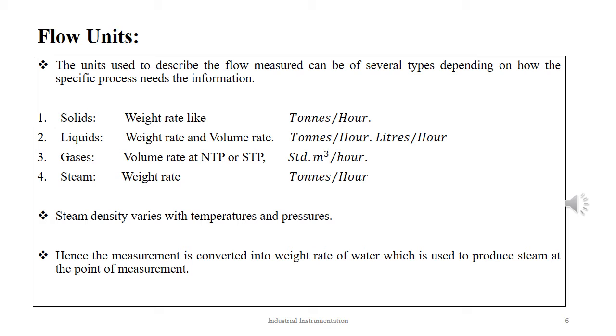For gases, it is expressed in volume rate at NTP or STP, like STD meter cube per hour, or N meter cube per hour. For steam, it is expressed in weight rate, just like the solids, like tons per hour or kilogram per minute. The steam density varies with changes in temperature and pressure. The measurement is converted into weight rate of water, which is used to produce steam at a point of measurement when we are measuring steam.